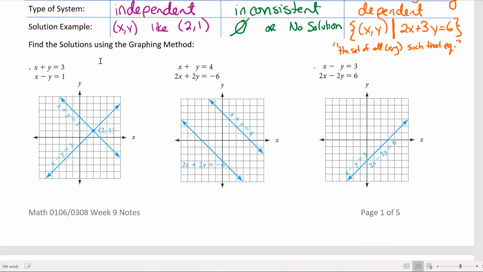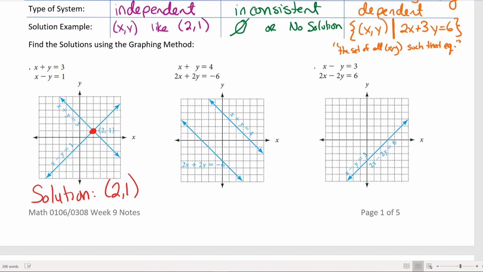All right, so let's look at some examples. Find the solutions of the following systems using the graphing method. So on our first problem, we have two lines that intersect. Now, this has already been graphed for us. Hooray. So we don't have to do that. All I have to do is look at the intersection point, and the solution is 2, 1.